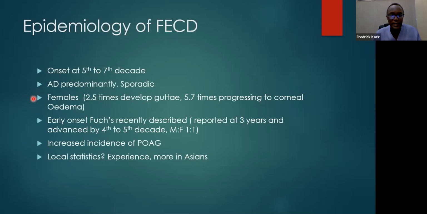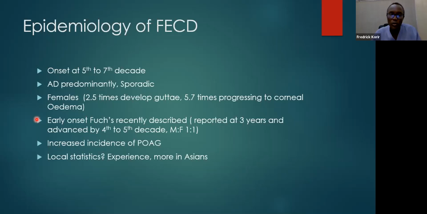There has been an early description of Fuchs reported in a 3-year-old, very rare, and in this case they were advanced by the 4th and 5th decade. It's very rare. There's an increased incidence of primary open-angle glaucoma in these patients with Fuchs.